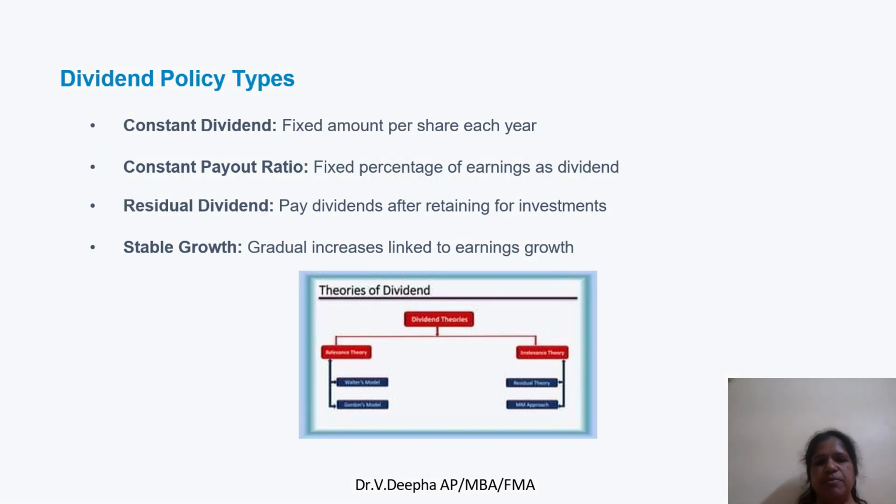Dividend policy types: first constant dividend, constant payout ratio, residual dividend, and stable growth. Under constant dividend, a fixed amount per share each year. Constant payout ratio: a fixed percentage of earnings as dividend. Residual dividend: pay dividend after retaining for investment. Stable growth: gradual increase linked to earnings growth.